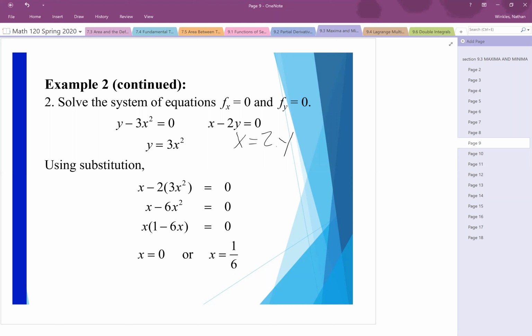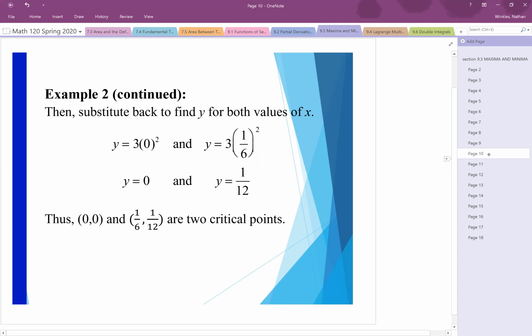You could factor out an x, so x equals 0, or 1 minus 6x equals 0, which means 1 equals 6x, which means x equals 1/6. So in this case, we're going to have 2 points that we're going to have to plug into y equals 3x squared to get our y values.